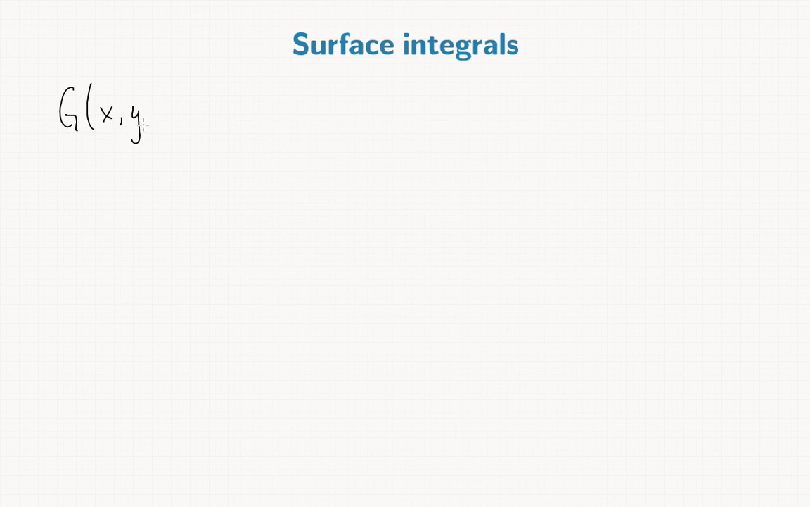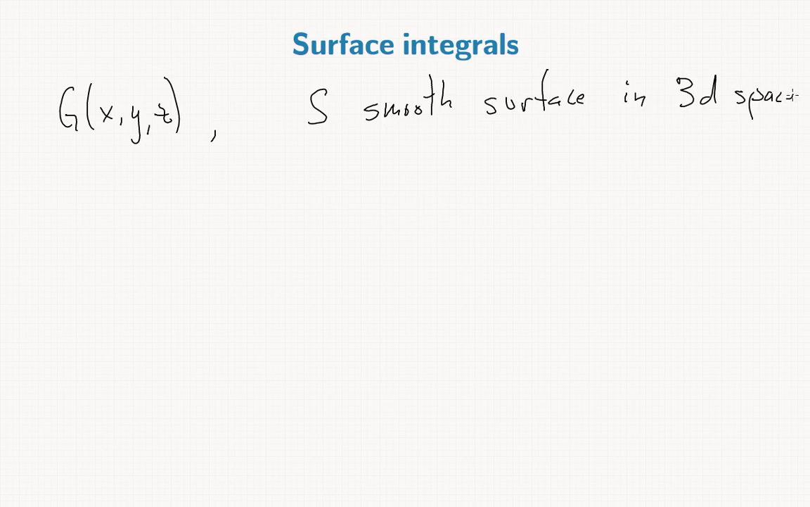If g of x, y, z is a function of three variables, and S is a smooth surface in 3D space, then we're going to define an integral of g over S, with respect to the surface area differential, just like we generalized integrating over intervals to integrating over curves.